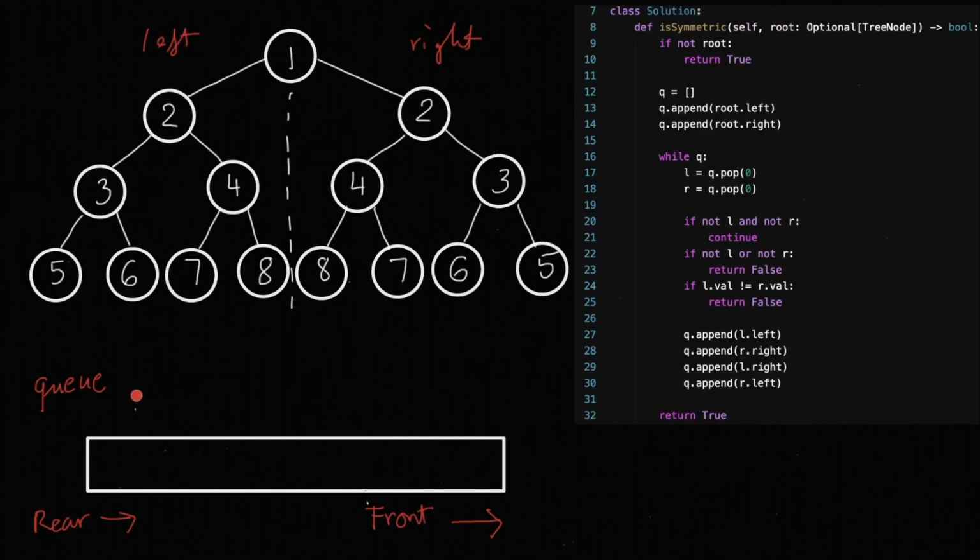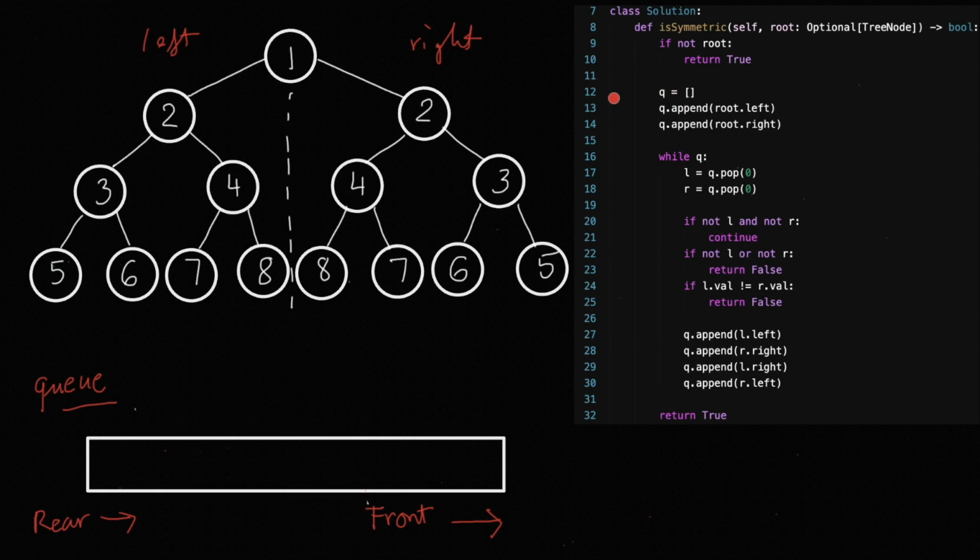Even though recursion is the best way to solve this problem, there's another way using a queue to implement the same logic. A queue follows first in, first out operation. Let's look at the code. First, let's check the edge case. If there's no root, we can return true right away because the tree is automatically symmetric.